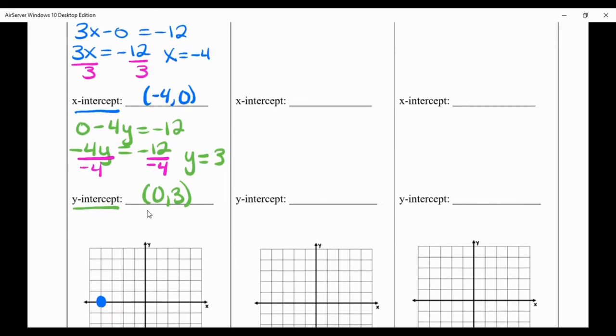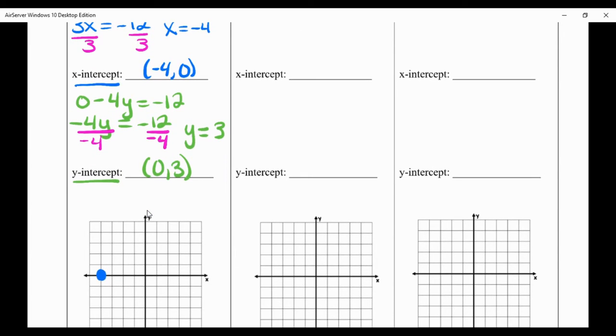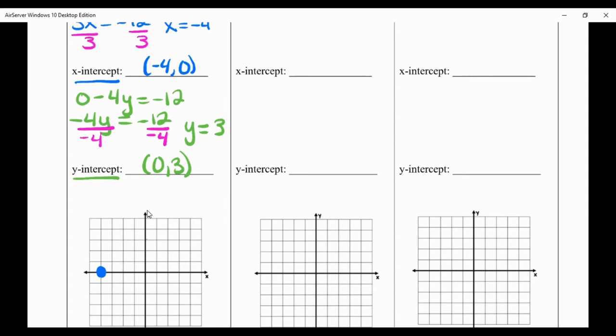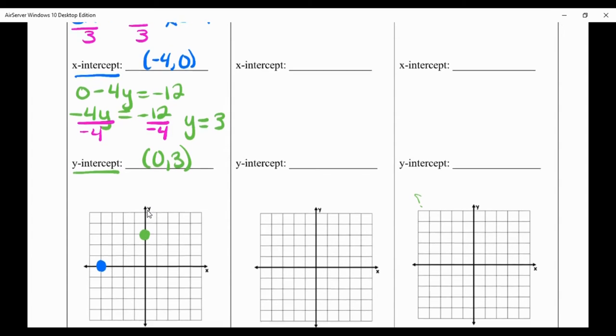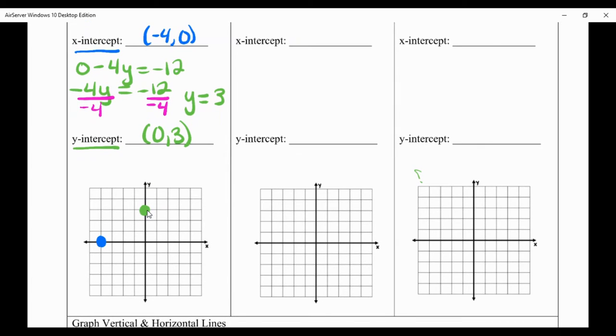So then we're going to graph that point. So that is on the y-axis, where x equals 0 and y equals 3. So our graph is only going to have those 2 clear points. Once we have those points graphed, we want to connect and extend with arrows.